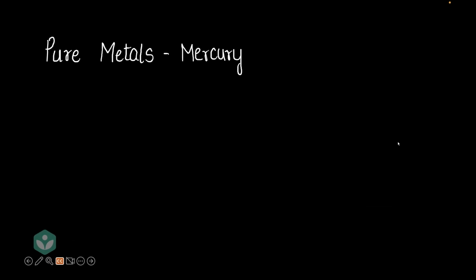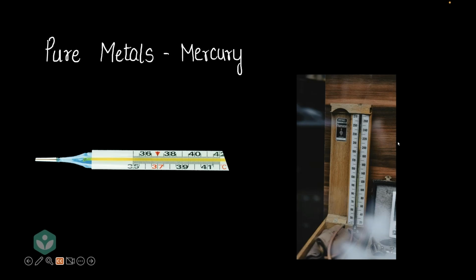Mercury. This is one of the metals that exists in liquid form at room temperature, and that property is pretty useful in measuring temperature or pressure. Let's go to the next example.